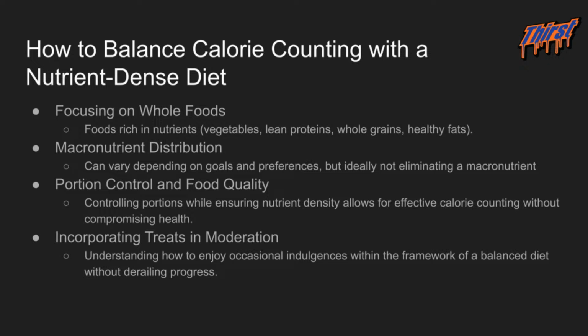And then you want to focus on your macronutrient distribution. So this can vary on goals. Generally, you see like a 40-30-30 split, kind of as the quote unquote gold standard, which would be 40% carbohydrates, 30% protein, 30% fat.